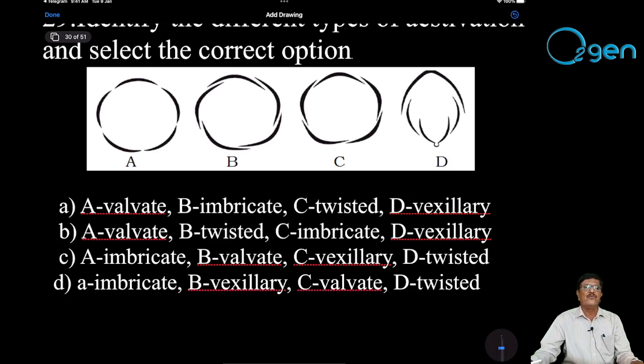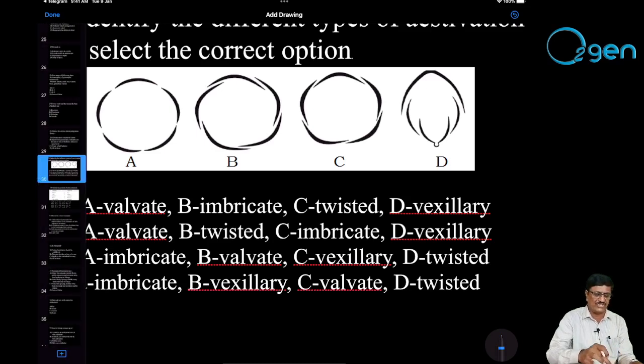And in D, vexillary estivation or papilionaceous corolla, one petal is totally larger, called the standard or vexillum petal, two on the sides are wing petals, and the other two are joined, called keel petals. So here the option is B. A is valvate, B is twisted, C imbricate, and D vexillary estivation.